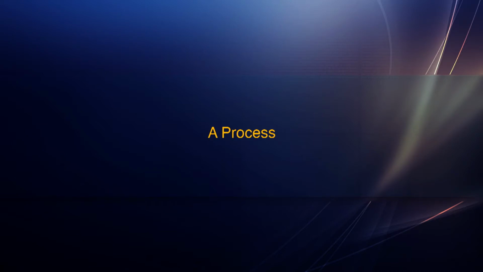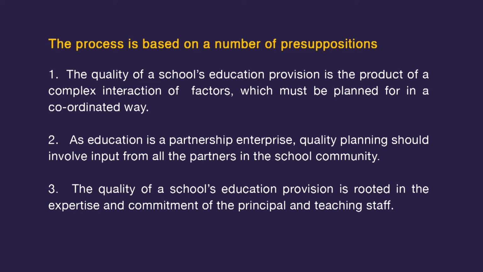1. A process. School development planning is a process undertaken by the school community to give direction to the work of the school in order to ensure that all pupils receive quality education in terms of both holistic development and academic achievement. The process is based on a number of presuppositions. 1. The quality of a school's education provision is a product of a complex interaction of factors which must be planned for in a coordinated way.